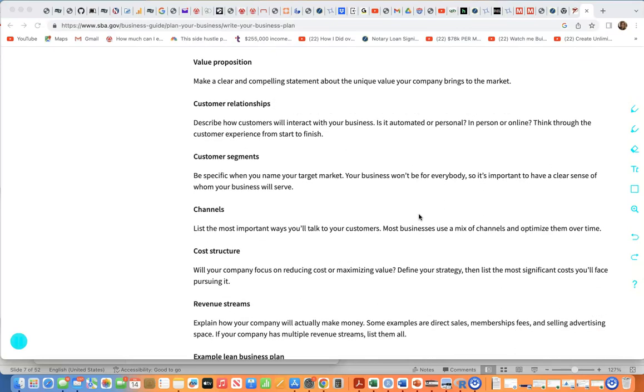Next, we have our value proposition statement. This is where you make your statement about what makes your company valuable and what you can bring to the market. It says to make it clear and compelling.